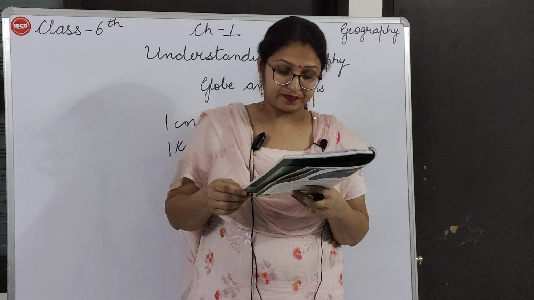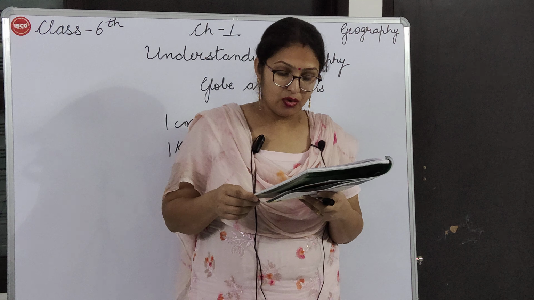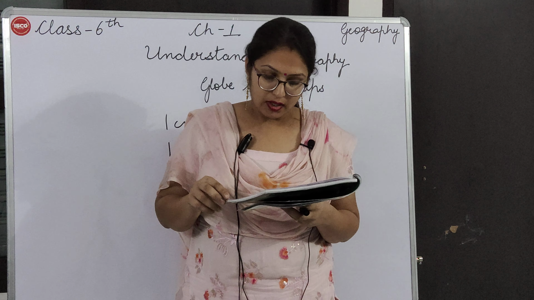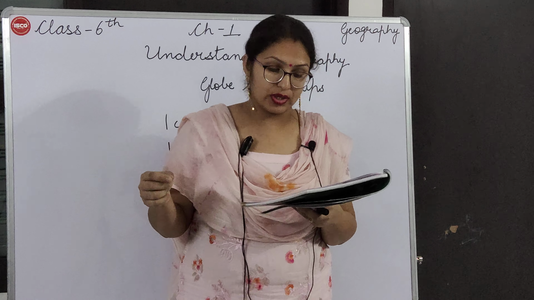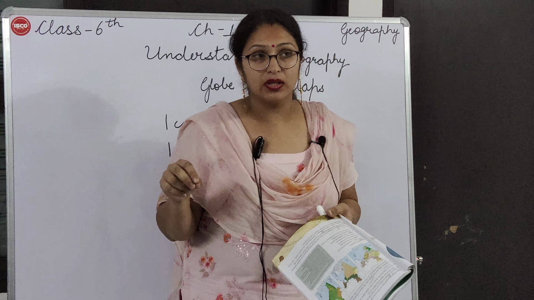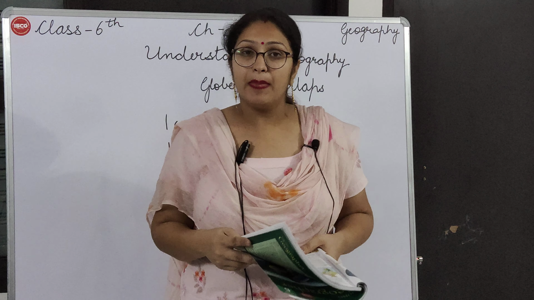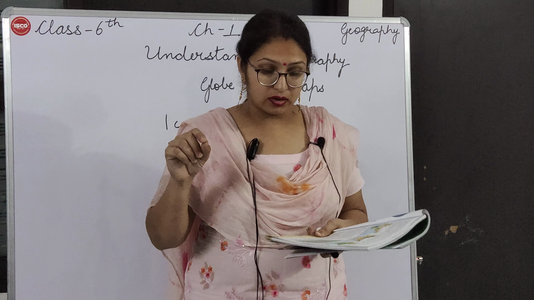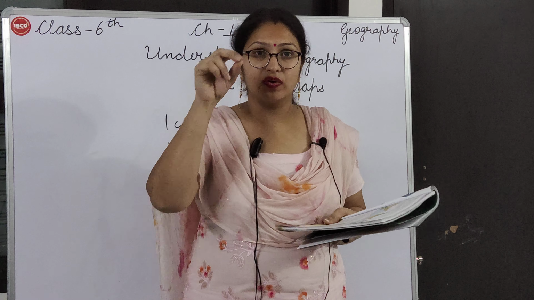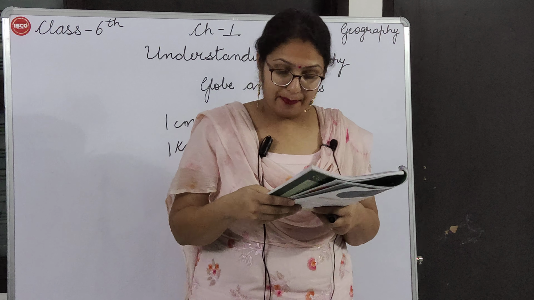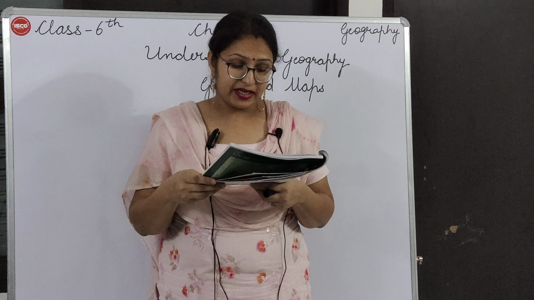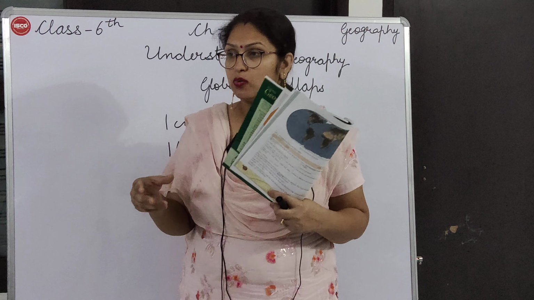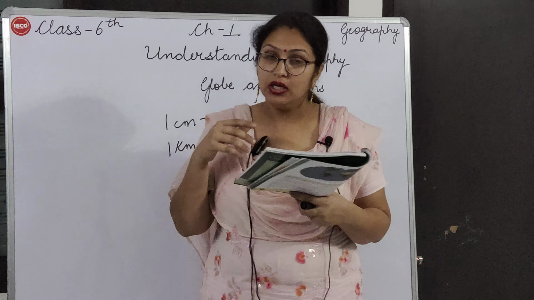Map scale. A scale is the ratio of the distance on the map to the actual distance on the ground. It is a relation between the ground and the map. It shows the actual distance on the ground, and the same distance is shown on the map also. For example, 1 centimeter on the map may represent 5 kilometers on the ground.